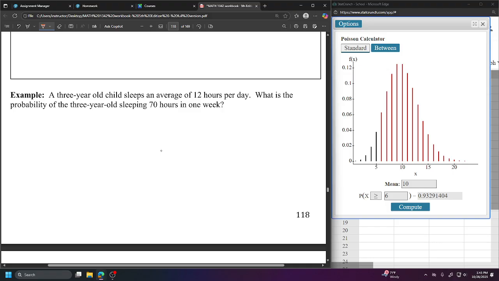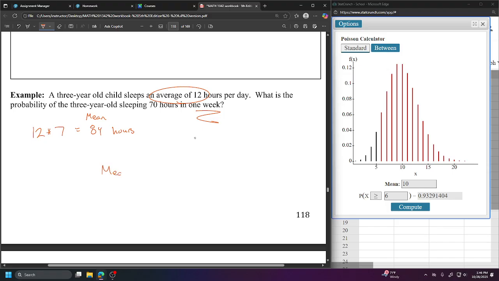So, a 3-year-old child sleeps an average of 12 hours per day. What is the probability of sleeping 70 hours in a week? Time out. We're not talking per day anymore. We're talking in a week, right? So wouldn't I have to do the 12 times 7, because a week is 7 days? 12 times 7, isn't that like 60 something? 70? 60? 80? 84, thank you. 84 hours. And that's going to be my average, my mean. So this is what I'm going to put in the box. And then it says, what's the probability of 70 hours? Like exactly 70 hours? I guess so.